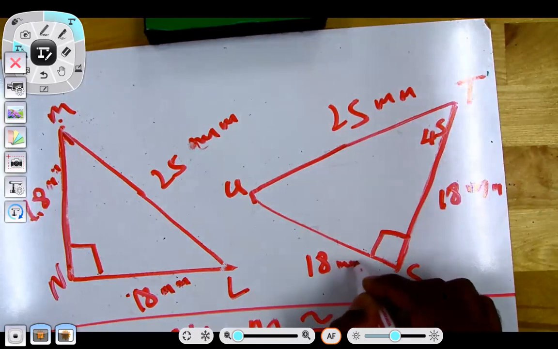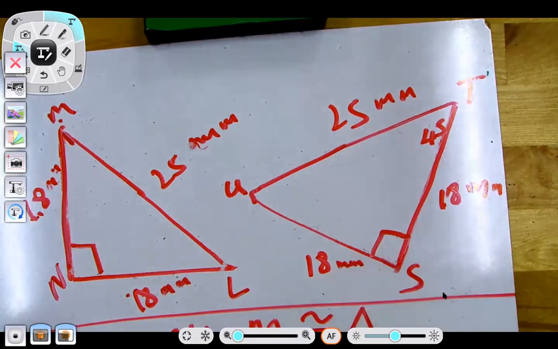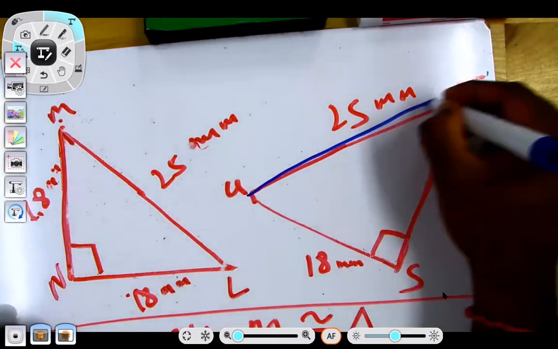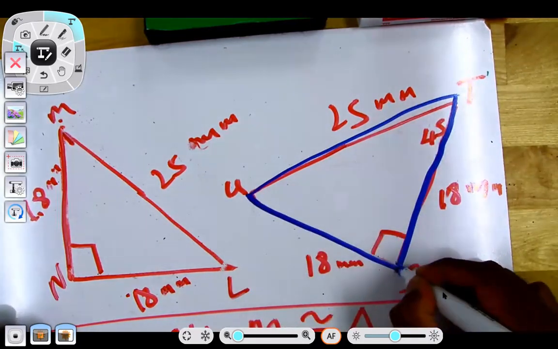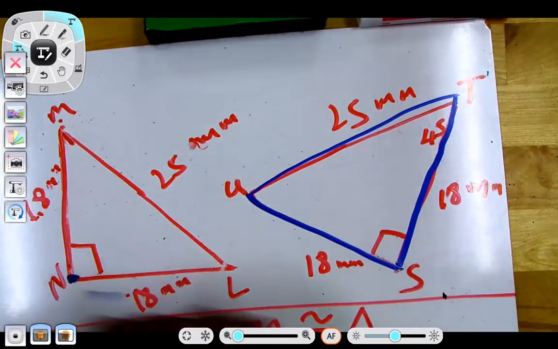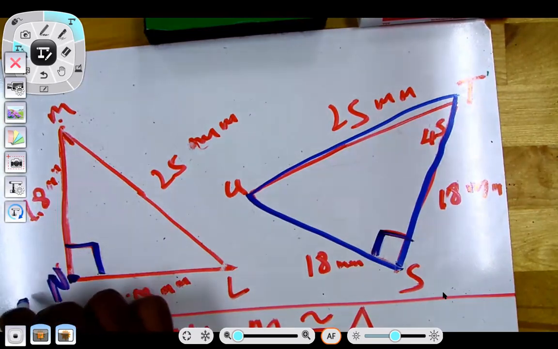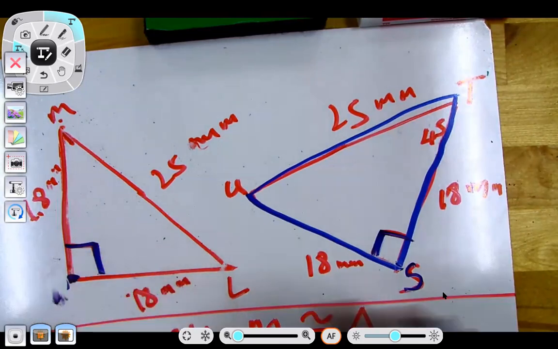Okay. So what I'm going to do is rotate this one and bring it on top of it. When I put it on top, this is blue, and all lines are blue. So when I put it on top, here the 90-degree angle has to fit with N. So if this one is N, this one is going to be S when you put it on top.